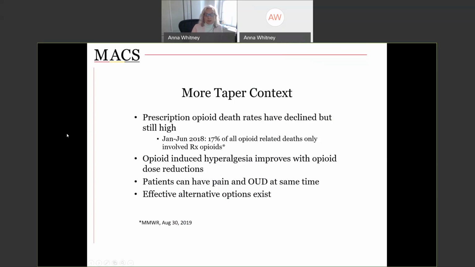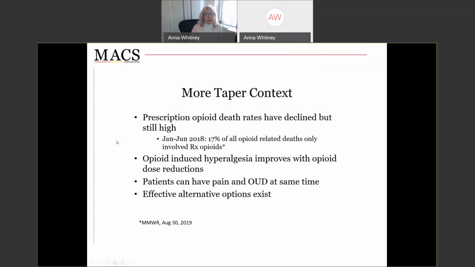We can also talk to patients about the fact that opioid induced hyperalgesia, or pain that actually is worsened with opioids, may improve when we reduce their opioid doses. That sometimes is hard for patients to believe, but it is part of the education and part of helping to obtain that buy-in that is so important.